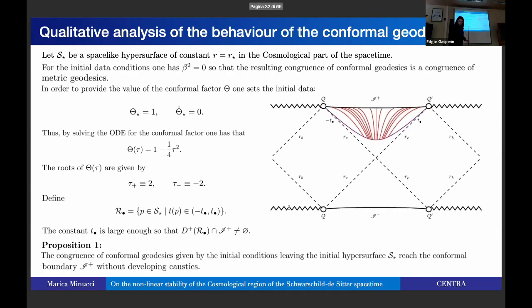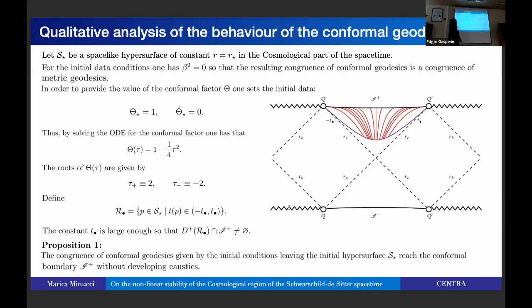Now, by studying the behavior of the geodesics and also using Mathematica to double check our analytical calculation, we found out that these conformal geodesics not only reach the conformal boundary, but also don't develop any caustics. So you can use these geodesics to transport, to evolve your system.